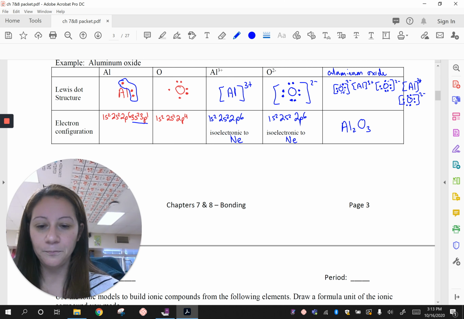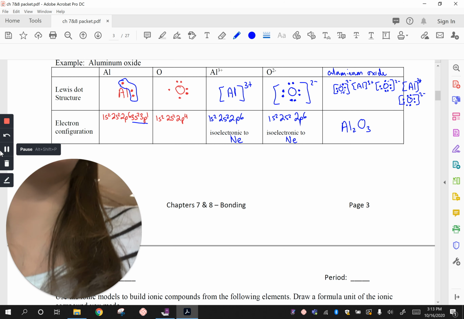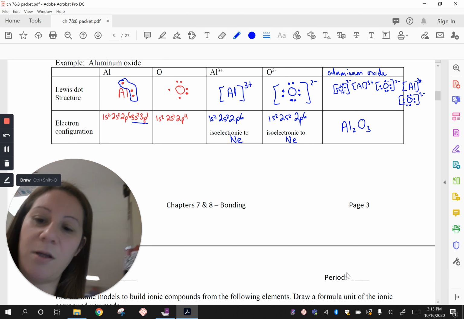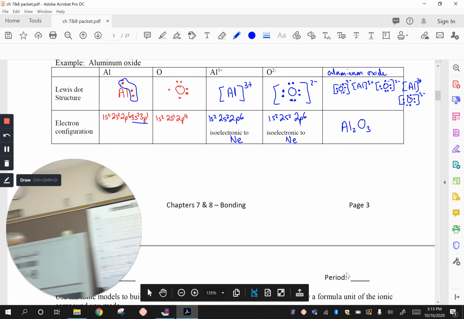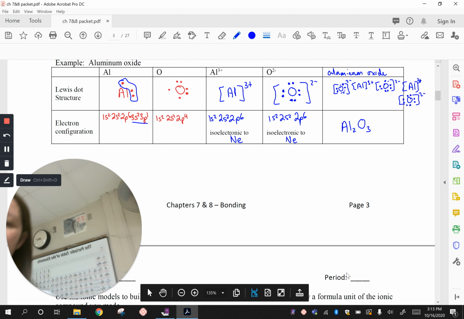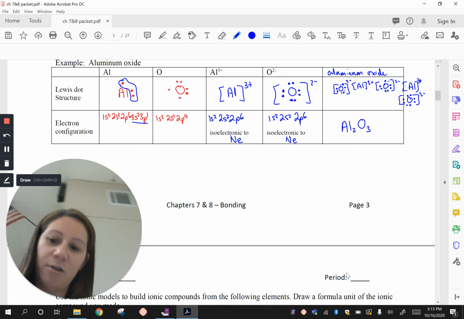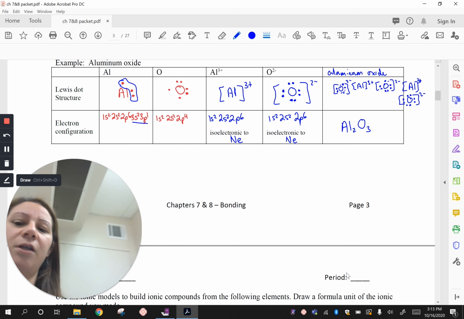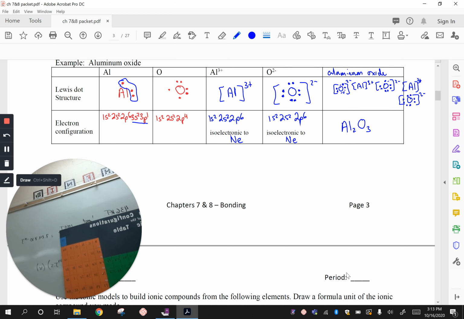So I do want to review with you, though, the charges on the periodic table. So let's go to a periodic table and check. We've reviewed this before, but I want to make sure that you know it. So group 1 is always +1. Group 2 is always +2. Don't worry about the transitions for now.